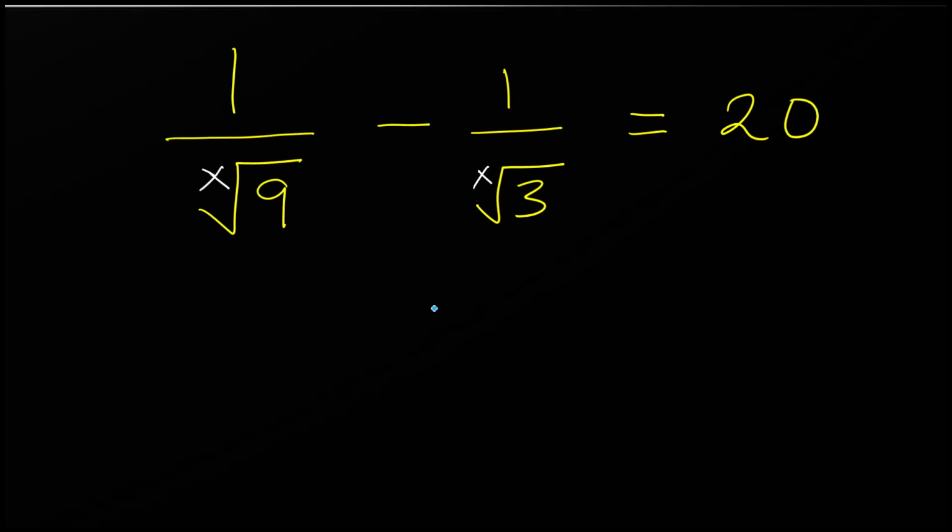Now let's solve for x here. Given 1 on the x root of 9 minus 1 on the x root of 3 equals 20.